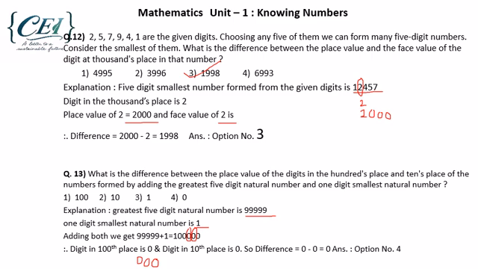Here the digit at the hundreds place is 0, so the place value is 0. The tens place digit is also 0, so what is its place value? 0. So the difference between them is 0 minus 0, which is 0. Answer is 0.